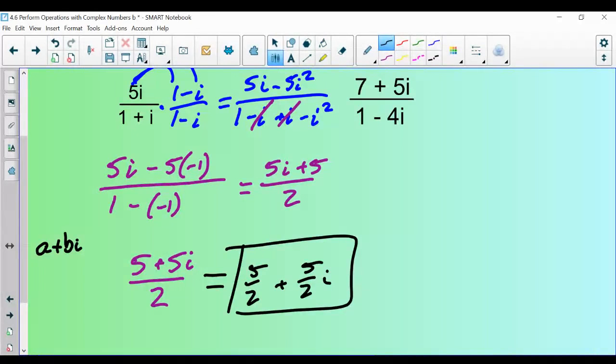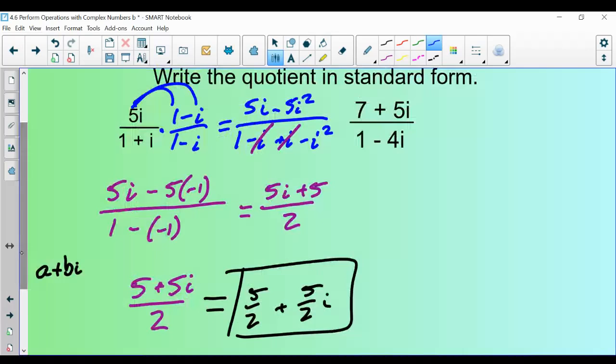I know that's quite a bit. Let's try another one, make sure it sinks in. And then that'll be it for part A of 4.6. Our denominator, the thing we are dividing by here, is 1 minus 4i. So the thing that we're going to multiply by would be 1 plus 4i over 1 plus 4i.